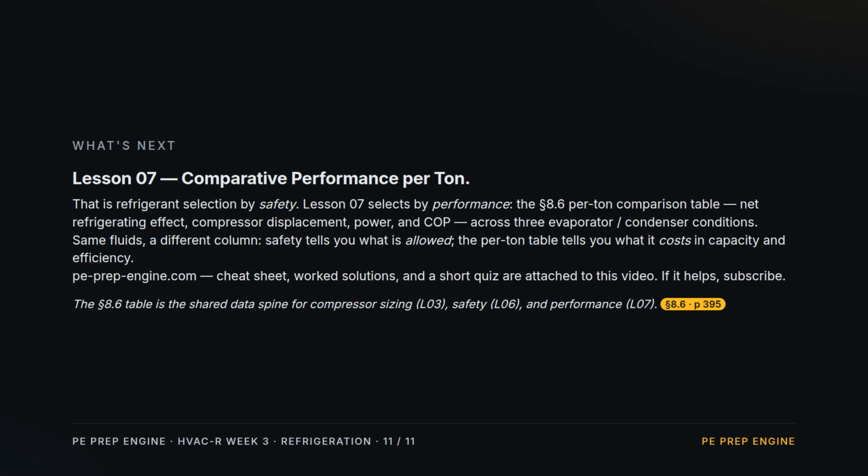Next up, Lesson 7, Comparative Performance per Ton. This lesson chose refrigerants by safety. Lesson 7 chooses by performance, using the Handbook's per ton table. Net refrigerating effect, compressor displacement, power, and COP across 3 operating conditions. Same fluids, a different column. Safety says what's allowed. The per ton table says what it costs.